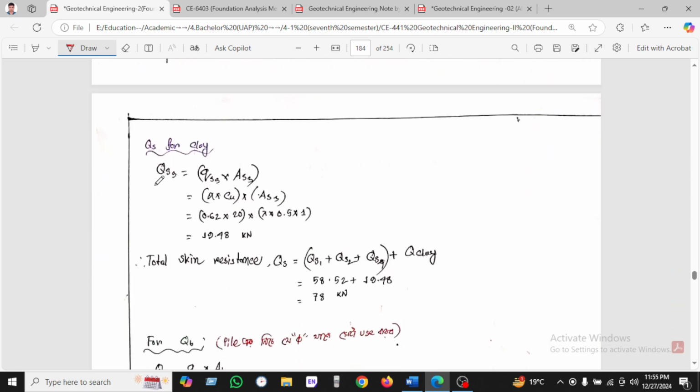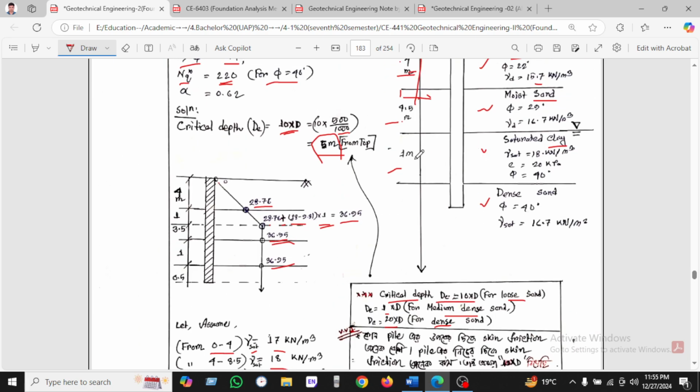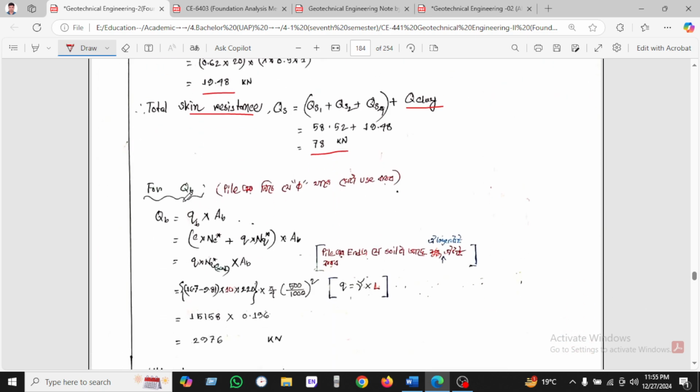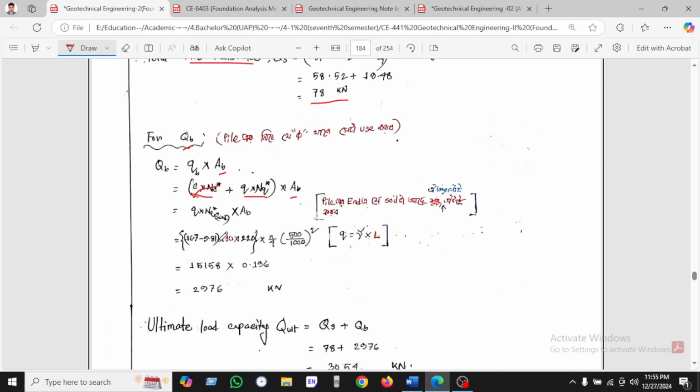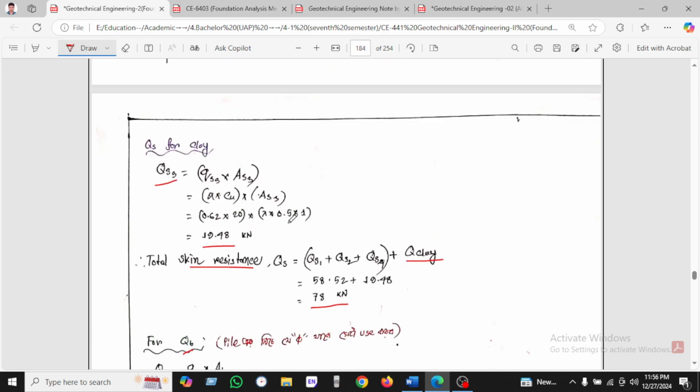for clay soil we know QS3 as 3, and found 19 here, and total skin resistance equal to QS1, QS2 and QS3 plus clay, 1 is clay, we can see here this is the clay layer, and found 73. And QB, which is the end bearing capacity, QB into AB, QB equal to C and C star and q star AB. So this is sand, that's why we are not using C and C star, which is the cohesion term. As we can see, this is the tip which is sandy, and that's why we will use this formula only for sand.